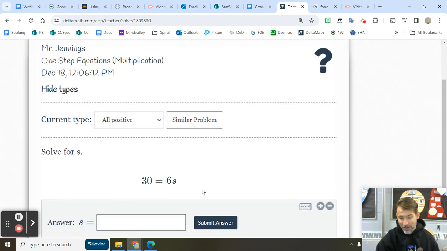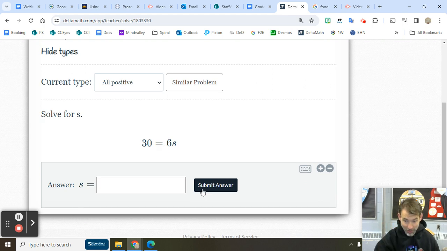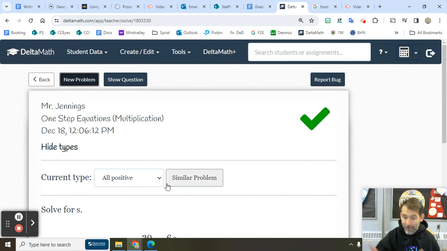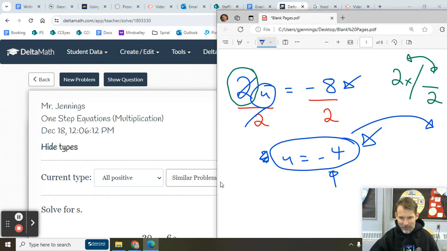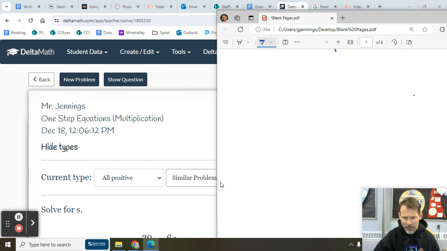Let's look at a new problem that's like that. 30 equals 6 times s. So I divide both sides by 6. 30 divided by 6 is 5. Hooray. Okay, so this is the skill. You want the skill like mental math. It should be very fast.